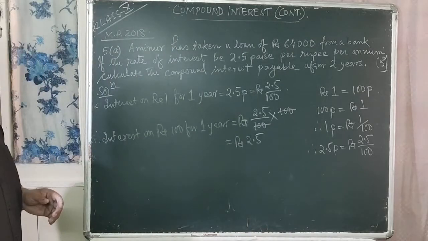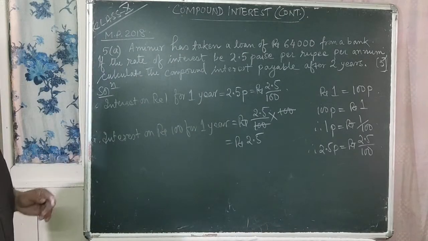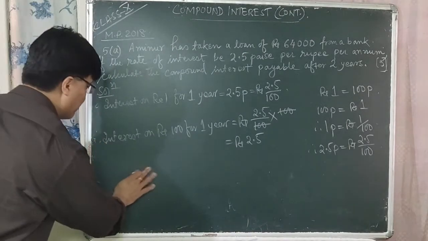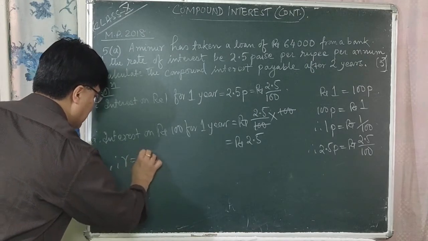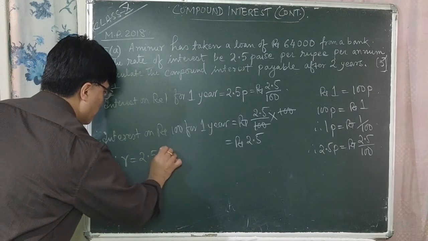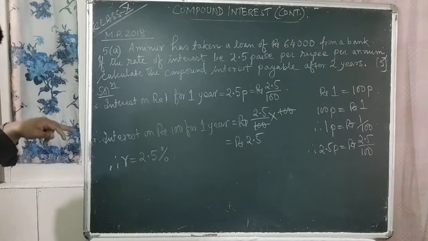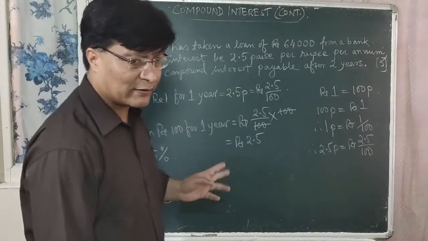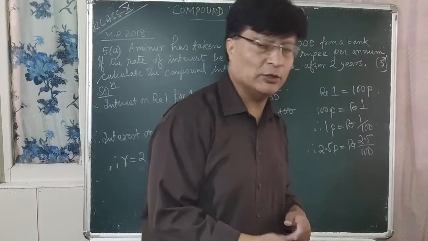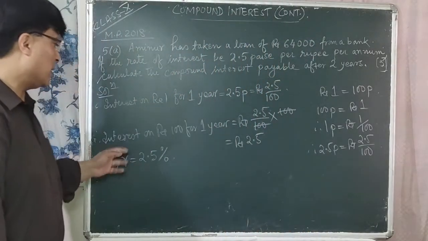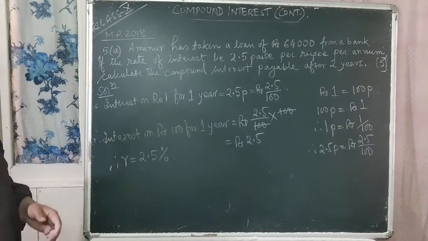That means what is the rate of compound interest per annum? It is 2.5%. That is R is equal to 2.5%. Is that clear now? This percentage was not given directly. You have to calculate it yourself, right? So R is equal to 2.5%, right?